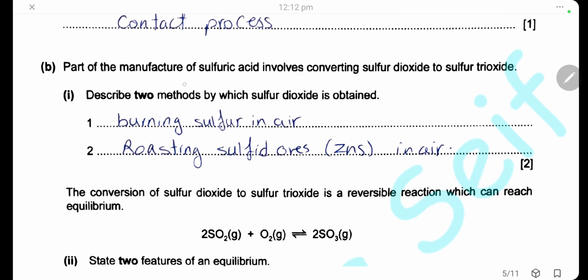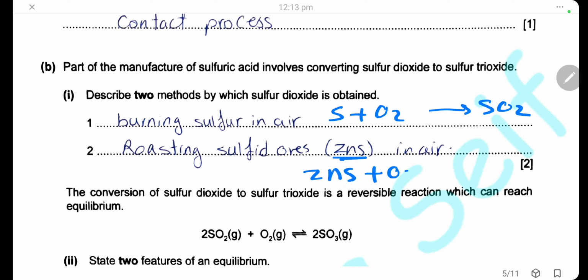Part of the manufacture of sulfuric acid involves converting sulfur dioxide into sulfur trioxide. Describe 2 methods by which sulfur dioxide is obtained. We can obtain sulfur dioxide by burning sulfur in air, so sulfur reacts with oxygen to form sulfur dioxide. This is the first method. Second, we can obtain sulfur dioxide by roasting any sulfide ore, like zinc sulfide or zinc blende, in air. So roasting zinc sulfide in air will also produce sulfur dioxide.